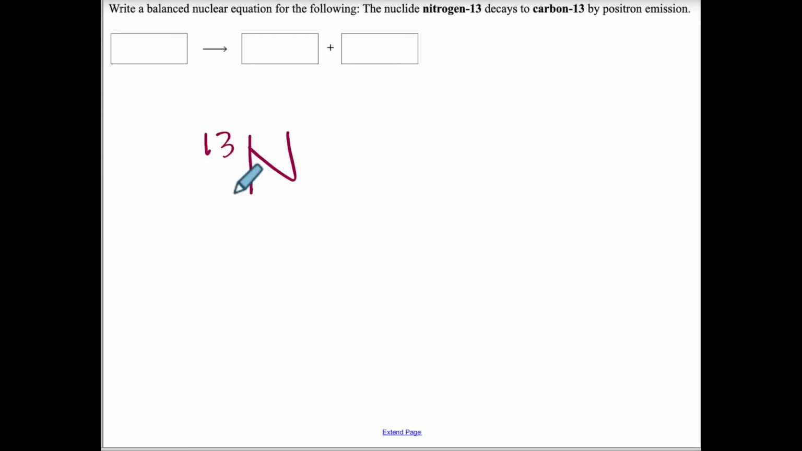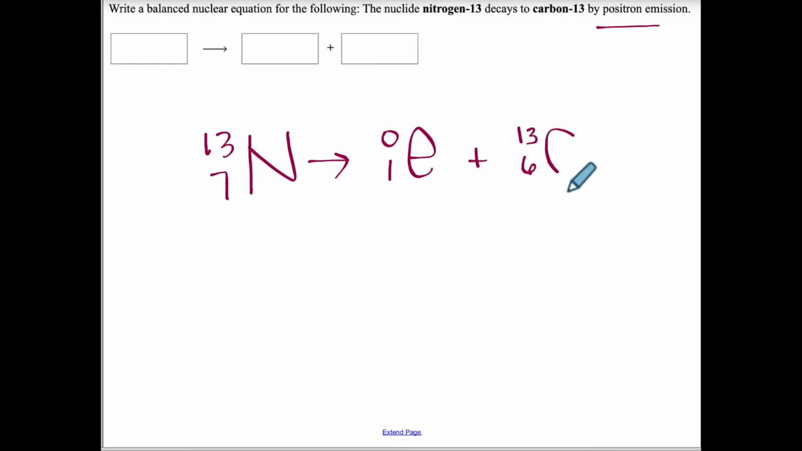All right, and this one, nitrogen 13, so we put N13. We look on the periodic table and find the atomic number of nitrogen, which is 7, decays by positron emission. So a positron is an electron that has a +1 charge instead of a -1 charge. So we are going to need to have 13 here because 13 plus 0 is 13, and 6 here because 6 plus 1 is 7. Then we would look up and see the atomic number 6 goes with carbon, so it would be carbon 13.